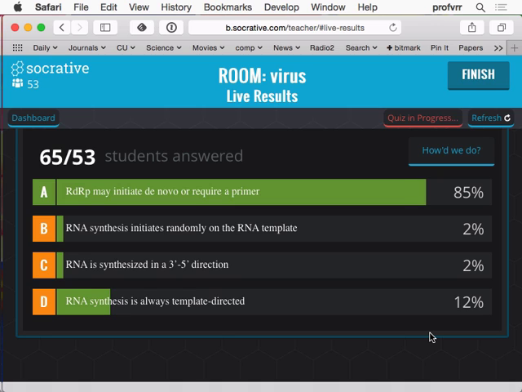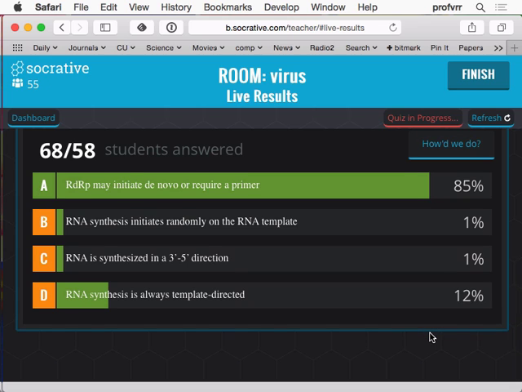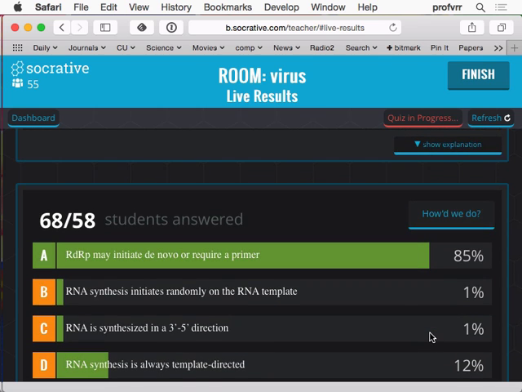The polymerase may initiate de novo or require a primer. That's certainly correct. The rest are not. The synthesis is not random on the template. There are always specific sites of initiation. The new RNA is synthesized in a 5' to 3' direction. The template is read in a 3' to 5' direction. You just have to remember that. There's no easy way. And synthesis is always template directed. There are some examples of non-templated RNA synthesis that I mentioned that we'll talk about in detail later.